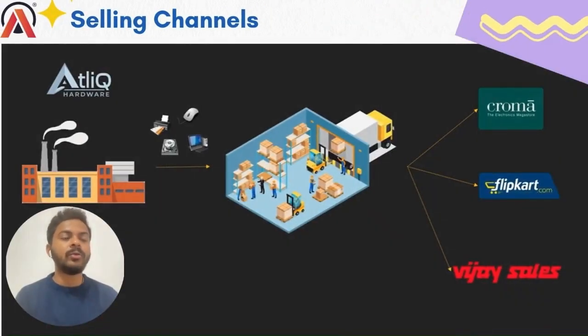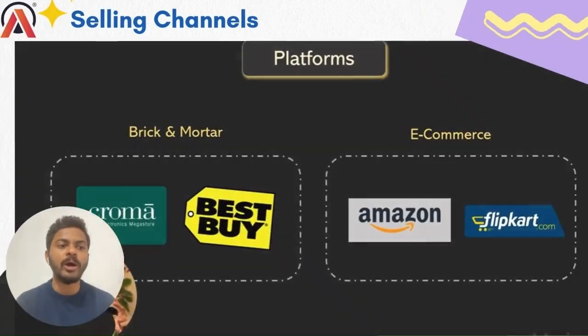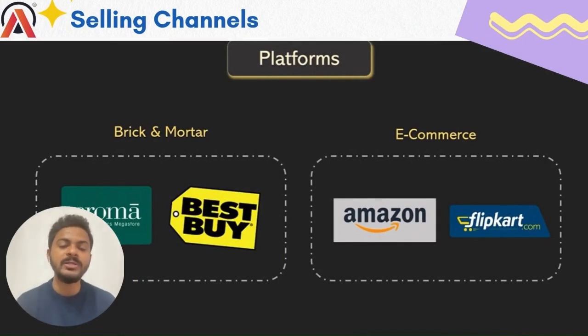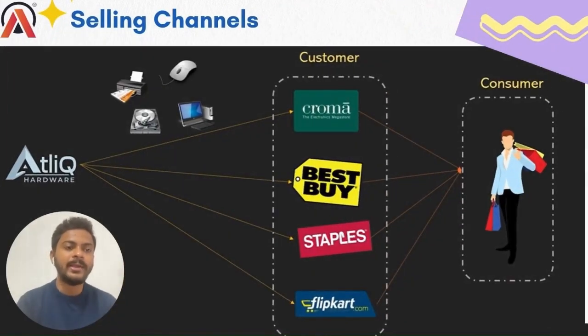Atlic Hardware has their own manufacturing plant and they have their own warehouse also. So they are selling their product to Chroma, Flipkart, Vijay Sales, etc. Some of the platforms they are working with are Chroma, Best Buy, Amazon, Flipkart. These are separated in two models: brick and mortar and e-commerce. Also understand this, for Atlic, their customers are Chroma, Best Buy, Staples and Flipkart, for whom they are selling their products, and the persons who are going to buy the product are the consumers.